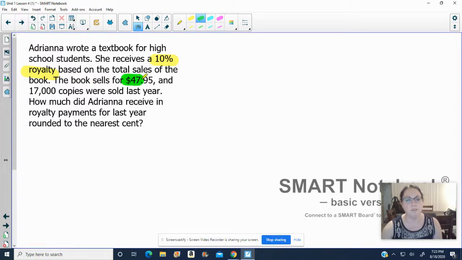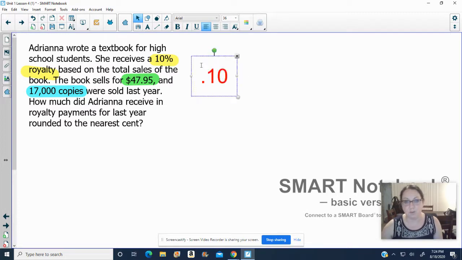The book is selling for $47.95, and it sold 17,000 copies last year. We want to know what her royalty payments were, rounded to the nearest cent. So I'm going to go ahead and solve this out. I'm either going to do 10 out of 100 in my calculator, or if you want to just do that ahead of time, you're going to write that out as 0.10.